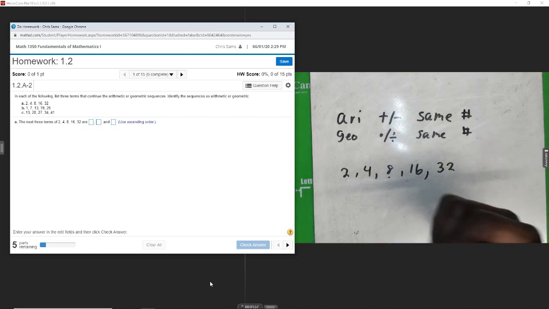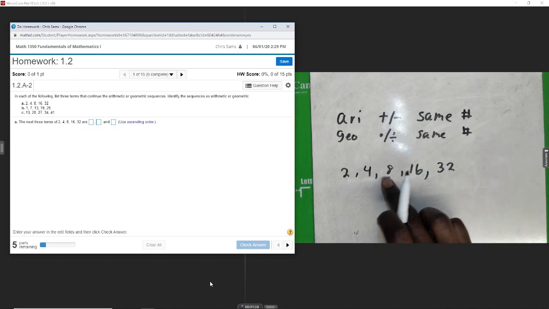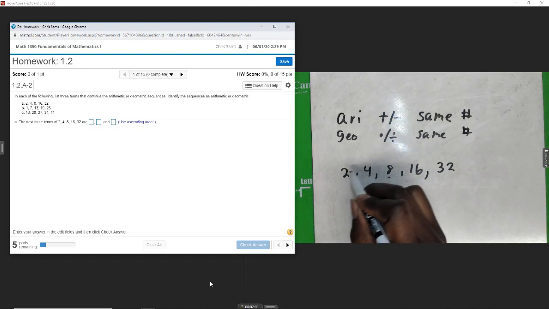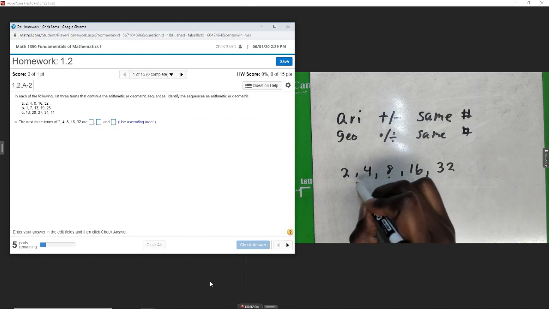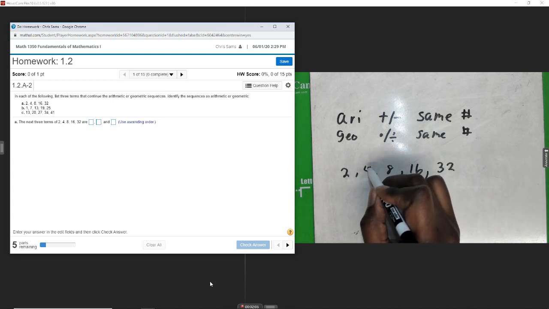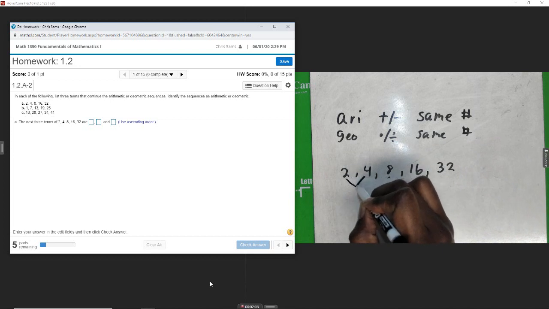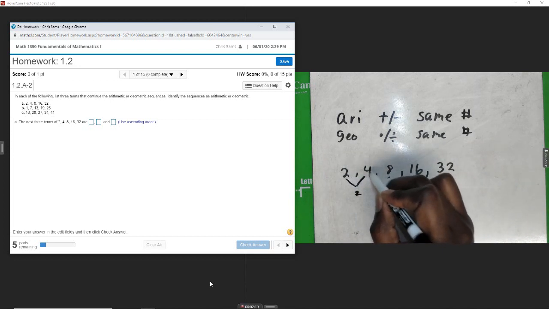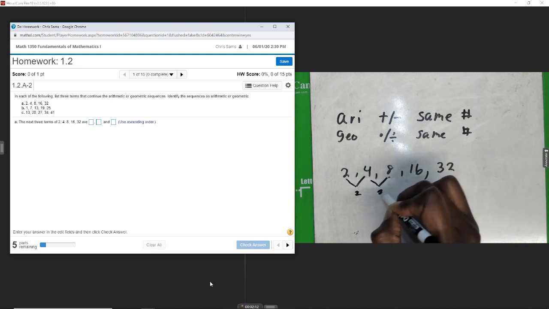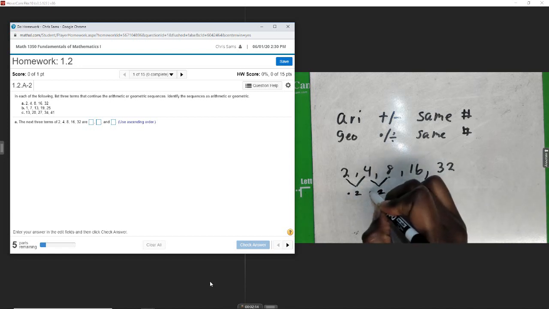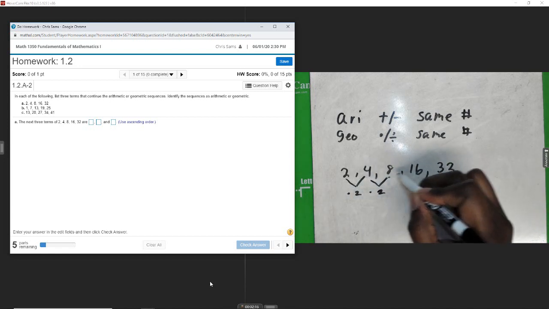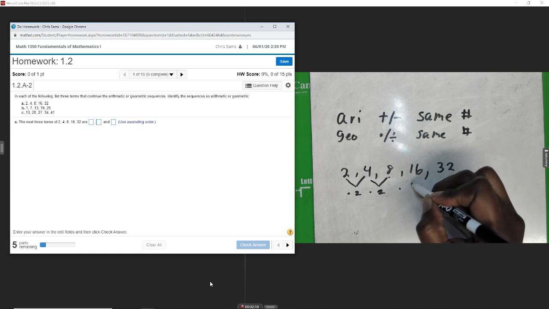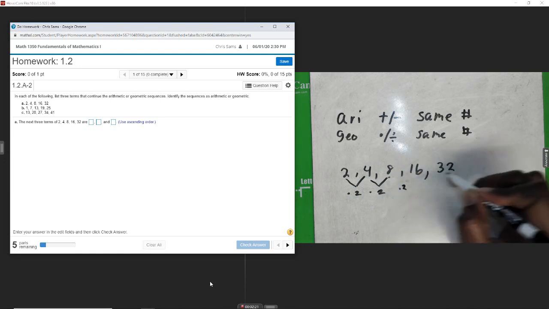In order to find out if it's multiplying, I use division. I just do the same thing. I just divide bigger by smaller. If I take 4 divided by 2, that gives me 2. 8 divided by 4 gives me 2. So basically I'm multiplying by 2 every time. So if I multiply by 2, 8 times 2 gives me 16. Okay, so that works. Multiply by 2.